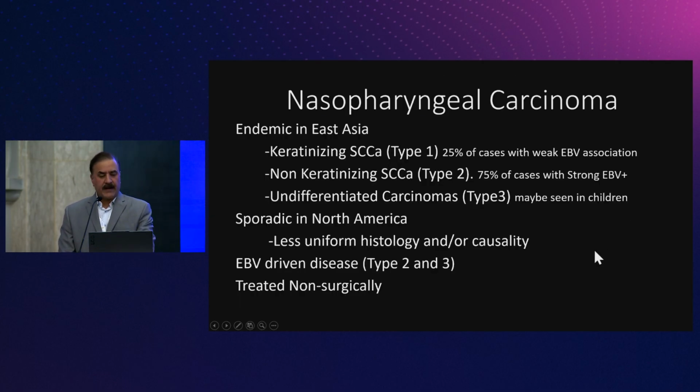So what are the three types of nasopharyngeal carcinomas that we see in patients of Asian descent, where it's an endemic cancer? You have the keratinizing squamous cell carcinoma, which is type 1. It has weak EBV association. The non-keratinizing type 2 is the most common, with the strongest association with the EBV virus. And then the undifferentiated carcinoma, which is seen in children and young adults, also has EBV association.